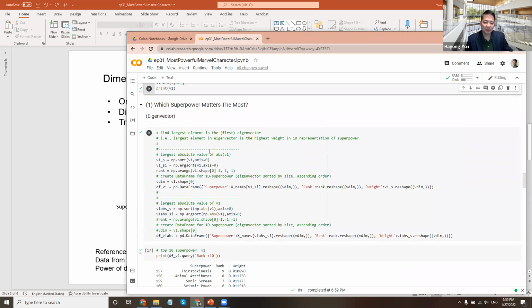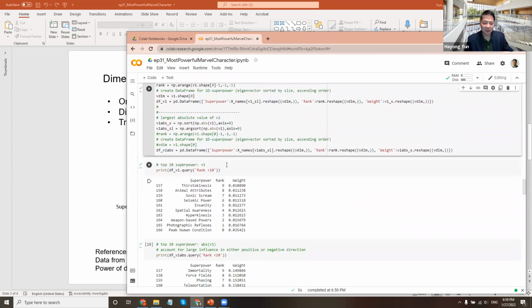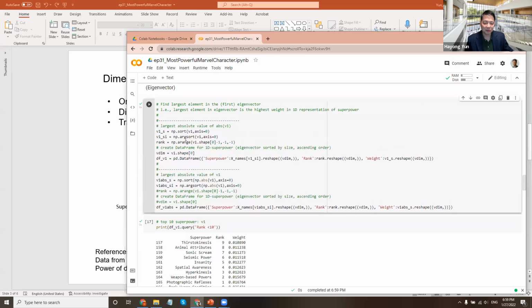So which one is the highest weight? And again, it can be a very large negative weight or a very positive weight. Probably the absolute value is what matters the most. But I also compute the signed one in terms of the rank. So I'm sorting it with np.sort, the NumPy sort function, and I get the index from the argsort. Then I have a rank because I want to know which one was the largest one. And I create a data frame to be convenient.